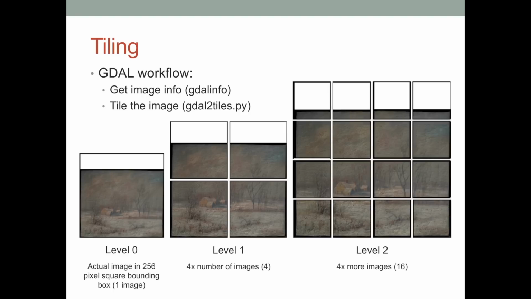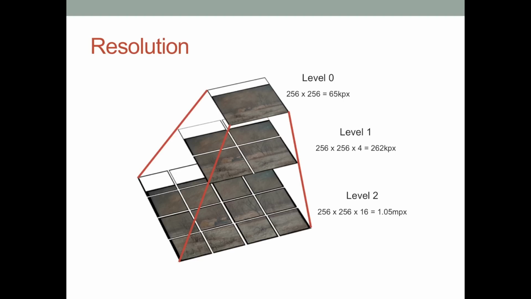So what we end up doing is we get information about the image with gdalinfo, which is one of the GDAL Python libraries, and then we tile the image like you see right here. Level 0 is a bounding box of 256 by 256 pixels, and then for each layer after that, you have 4 times as many images. So as a result, your resolution increases by 4 times every time you go down to a new level. So at about level 7, we reach a gigapixel image.